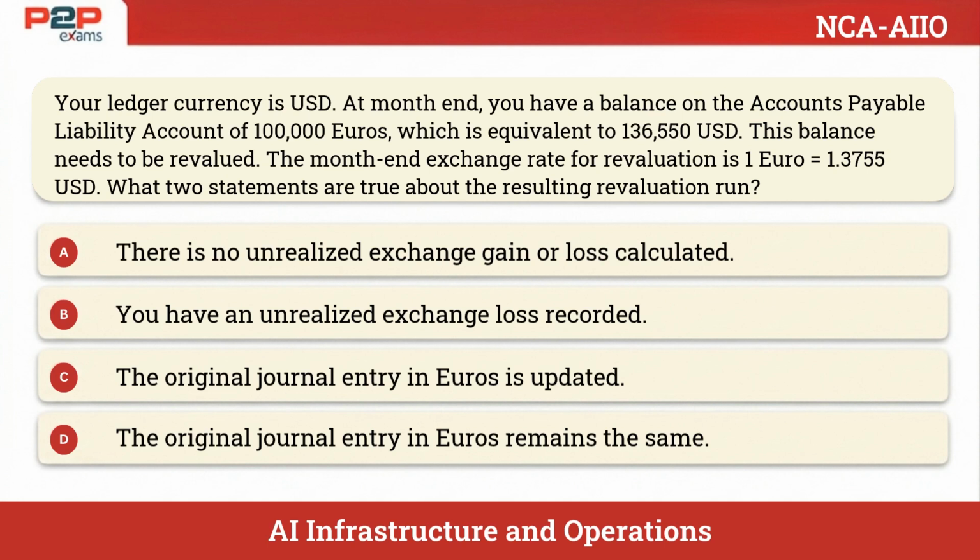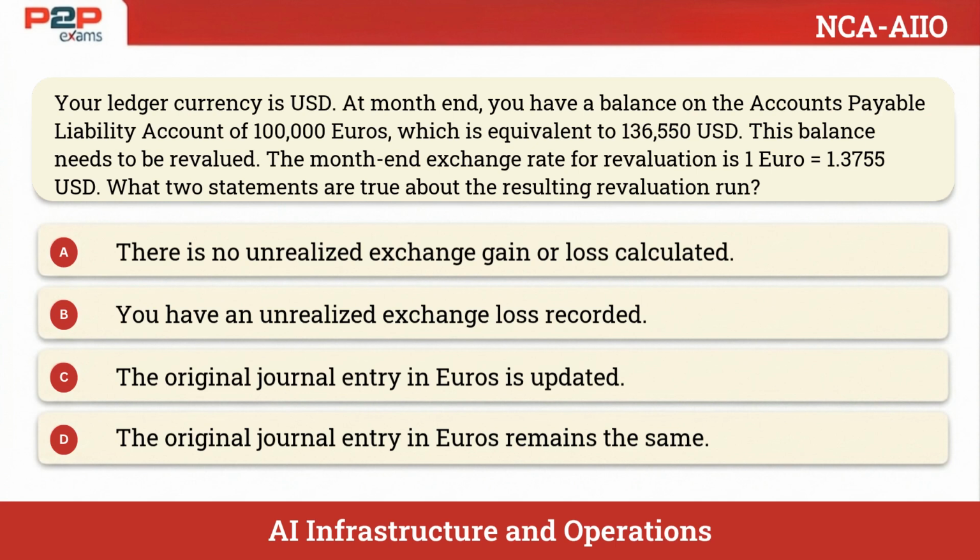Question 3. Your ledger currency is US dollars. At month end, you have a balance on the accounts payable liability account of 100,000 euros, which is equivalent to 136,550 US dollars. This balance needs to be revalued. The month-end exchange rate for revaluation is 1 euro equals 1.3755 US dollars. What two statements are true about the resulting revaluation run?